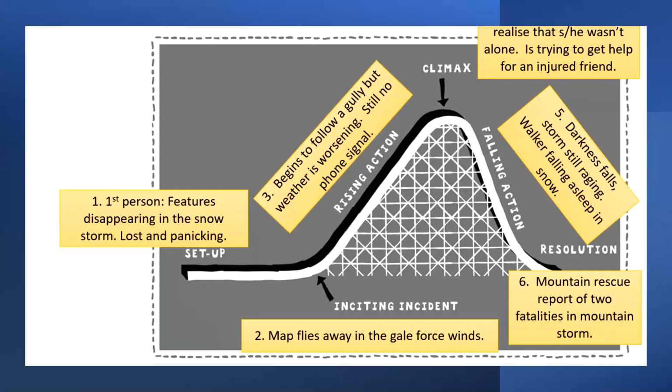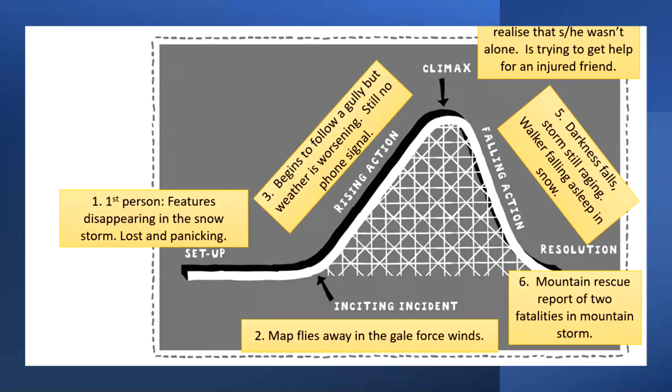The falling action: darkness falls, the storm's still raging, the walker starts to fall asleep in the snow, so that's a danger sign, but at the same time things are kind of getting quieter and calming down. And then for my resolution, I'm going to switch from the first person narration to a different style of writing and have a mountain rescue report of 2 fatalities that have happened in the mountain storm.